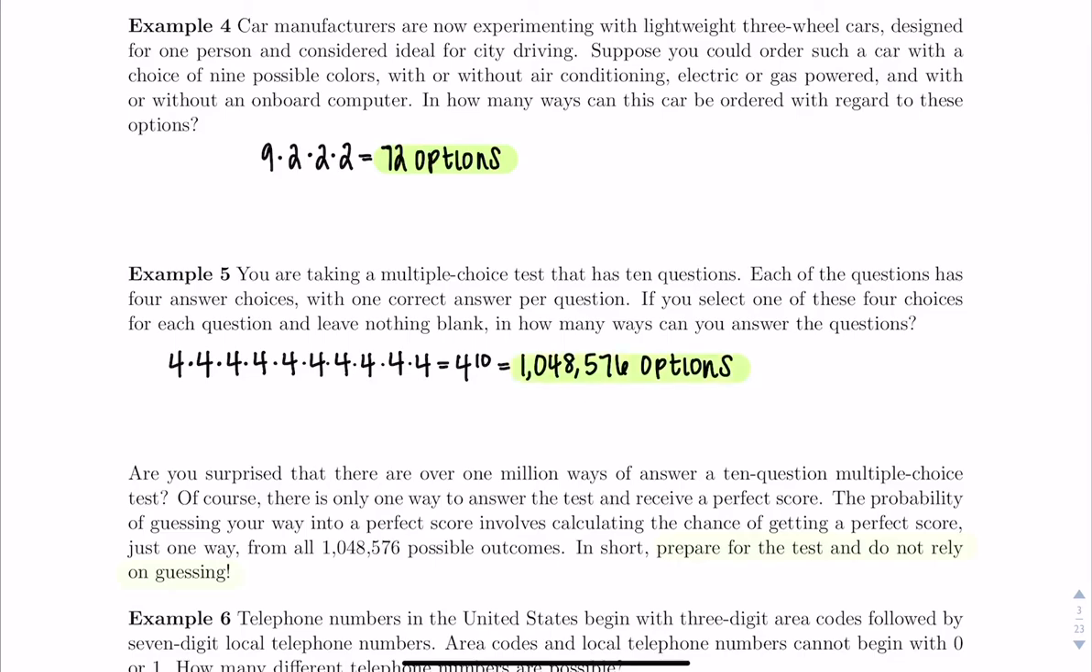And that's a lot of options. So there are over 1 million ways of answering a 10-question multiple choice test. And there's only one way to answer the test and receive a perfect score. So the probability of guessing your way into a perfect score involves calculating the chance of getting a perfect score, which is just 1, from all 1,048,576 possible outcomes. So in short, prepare for the test and do not rely on guessing.